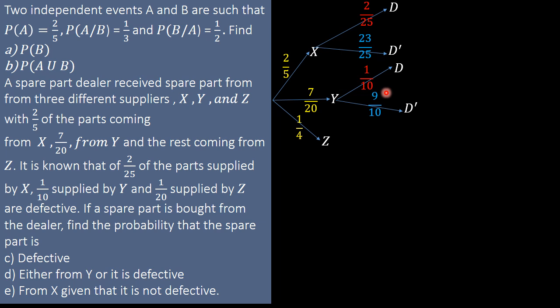Good. Then similarly, 1/20 of the parts coming from Z were defective. Great. So we have here 1/20. Then we know the probability of a part coming from Z that is not defective is 1 minus 1/20, and we have 19/20. Good. So this is what we have.